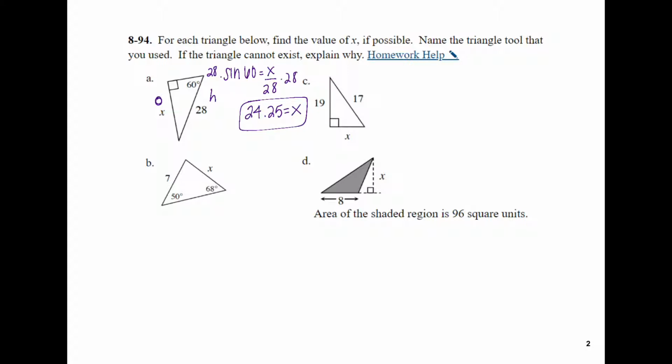Looking at example B, we have two angle measures, 50 and 68. I know that all of my triangles add up to 180 degrees, so I could find this missing angle, but that doesn't really do me any good. I then can use my law of sines, though.